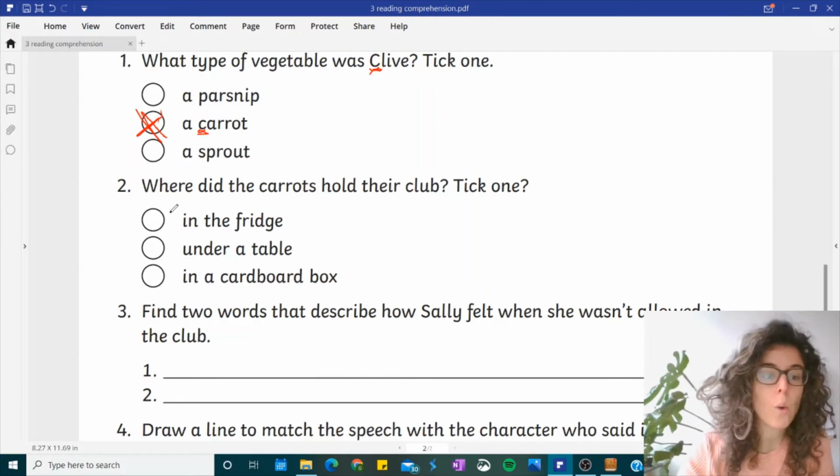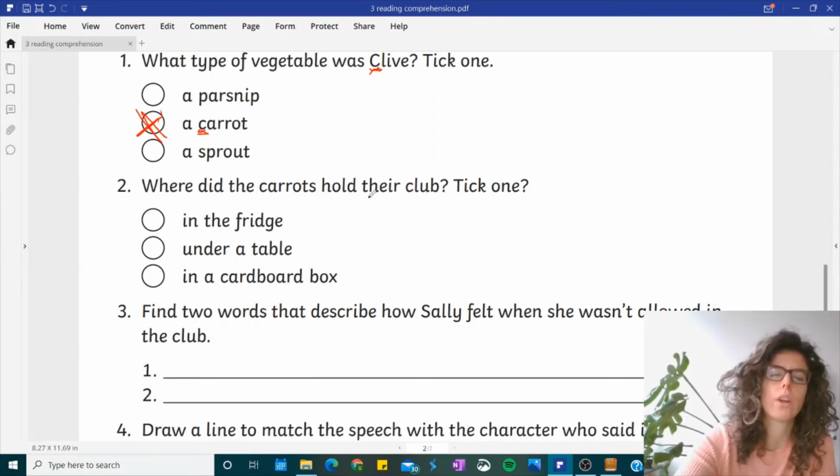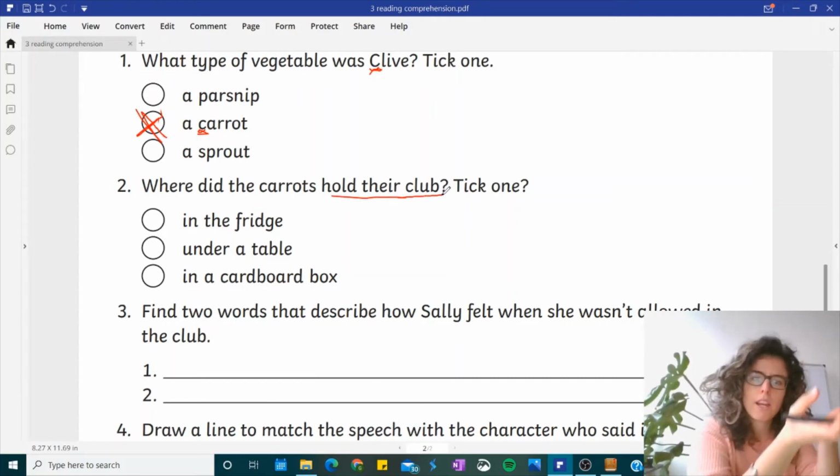Now, number 2. Where did the carrots hold their club? What does it mean to hold their club? Do they literally put it in their hands and they hold it?